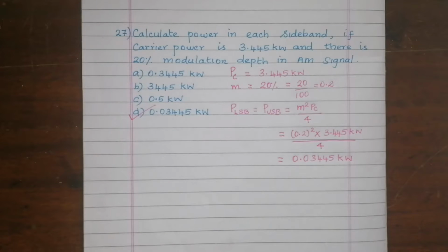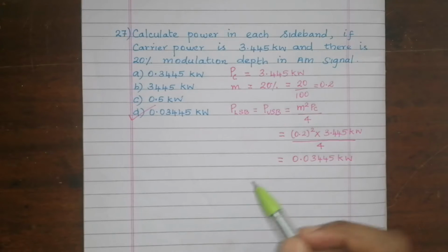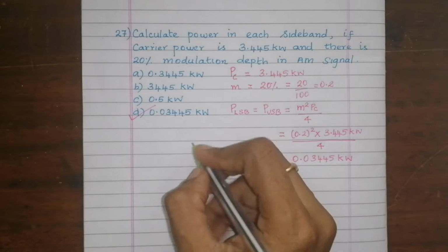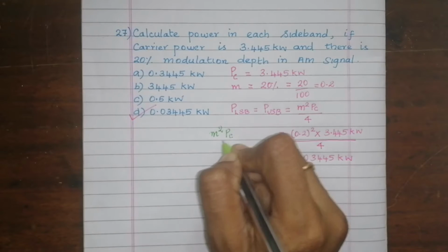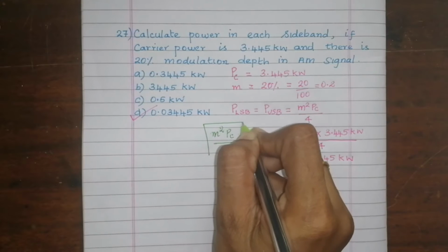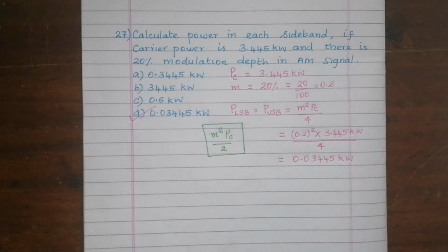Suppose if they are asking a question to calculate the total power of both sidebands, here for each sideband we are using this formula. In case they are asking to find the total power for both sidebands, you have to use the formula M square PC by 2. If we use this formula, we can calculate the total power for both sidebands.